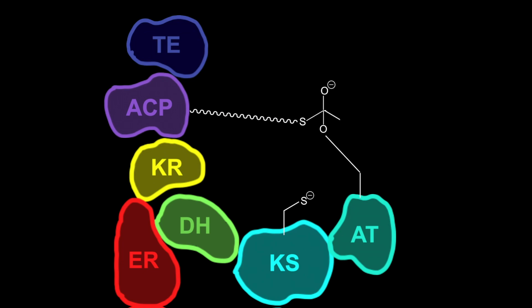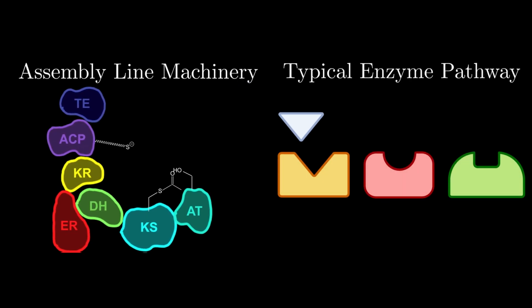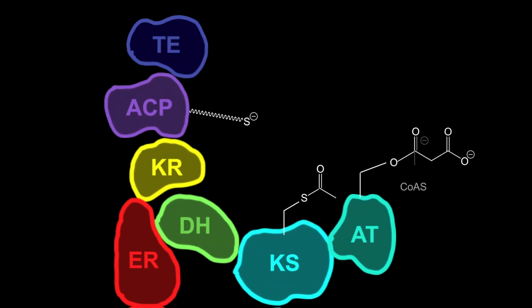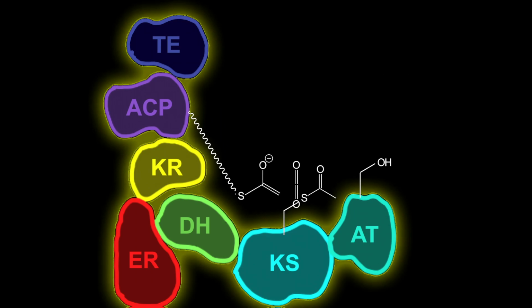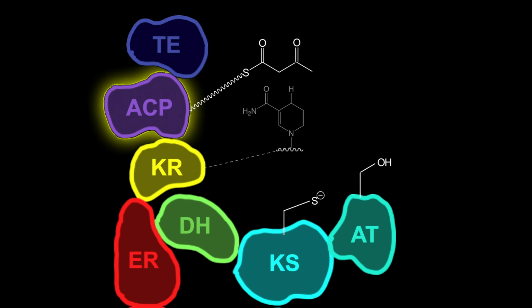What you're looking at is something called assembly line machinery. In most previous pathways you might have learned, for example, glycolysis, individual enzymes perform each step of the pathway, with intermediates simply diffusing freely over to the next enzyme. However, in assembly line machinery, each part of the pathway is physically linked together in one large protein complex, where the substrate is bound to a carrier protein to prevent the substrate and intermediates from diffusing away.